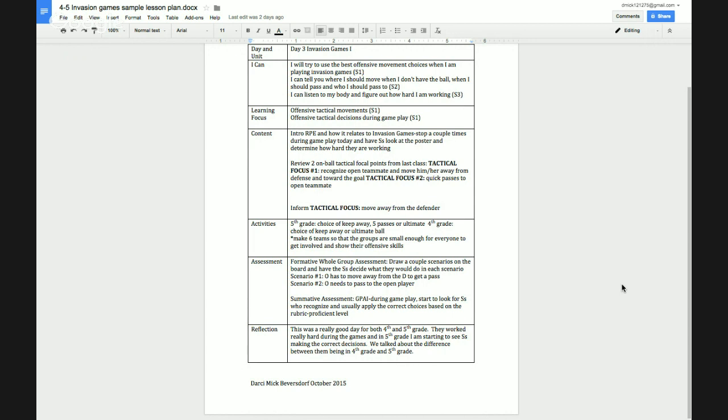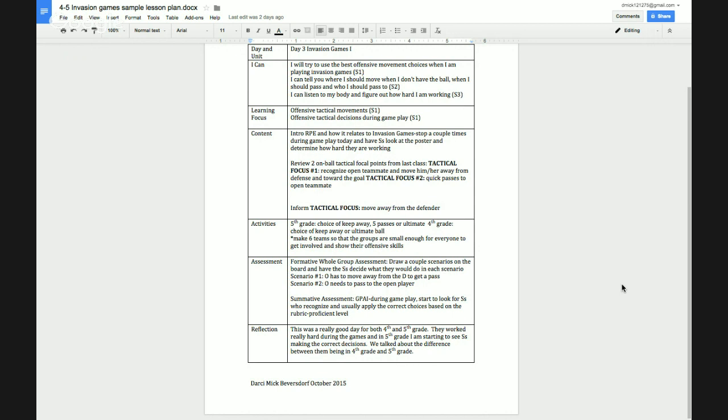My assessment for the day was a formative whole group assessment where I drew a couple of scenarios on the board and had the students decide what they would do in each scenario. I drew a scenario, showing it to them, and their response was that the offense has to move away from the defensive player to get a pass. So I asked them, what would O2 and O3 need to do to get a pass from O1? And they would have to move.